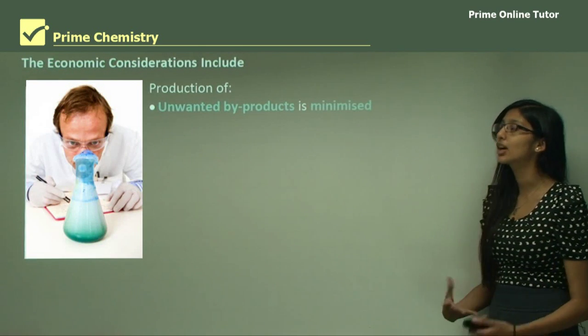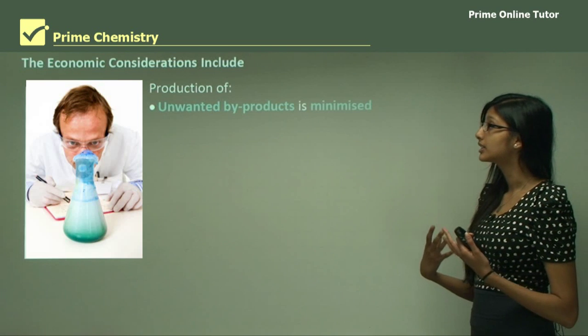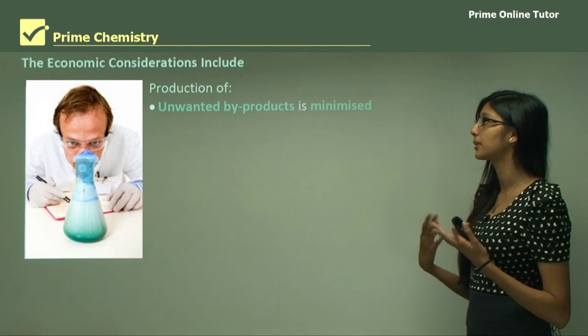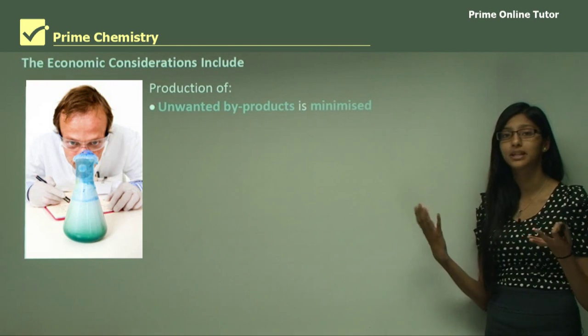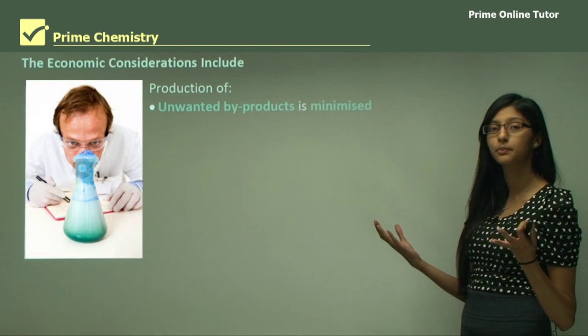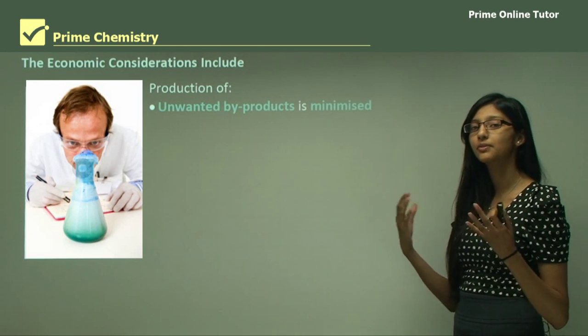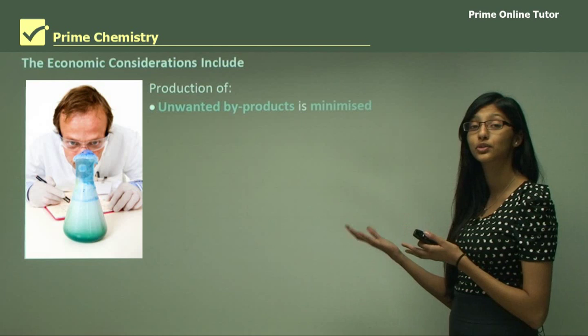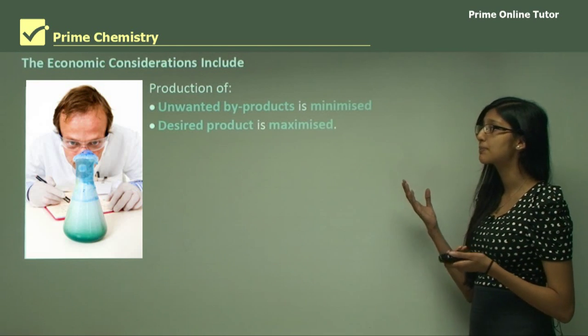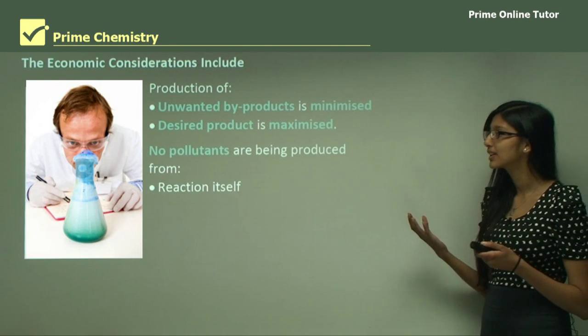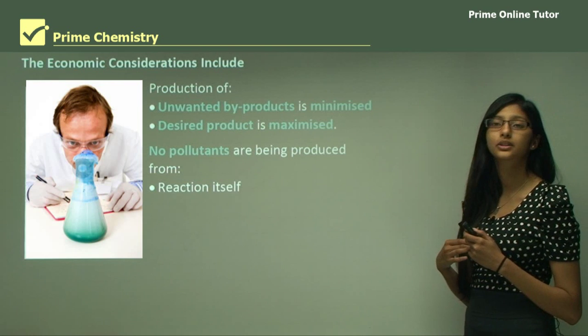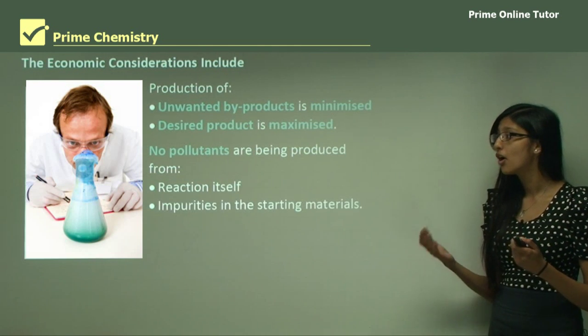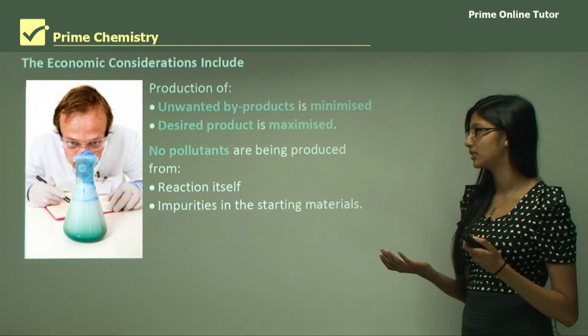So let's look at the economic consideration. The economic consideration will include that the production of unwanted byproducts is minimized. So you don't want too much waste to be produced because you want most of your reactants to be converted into useful products. So the desired product is maximized and no pollutants are being produced from the reaction itself or impurities in the starting material.